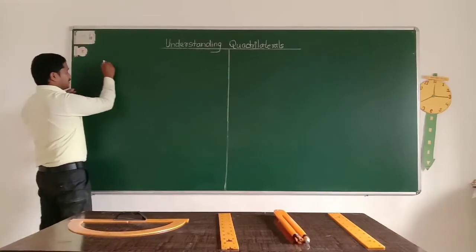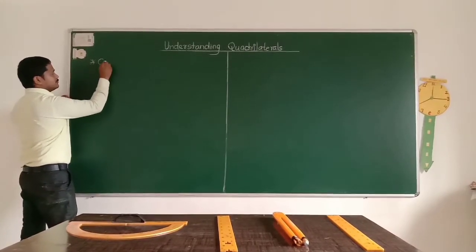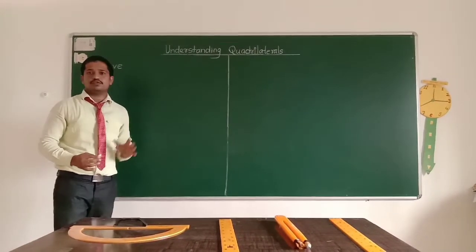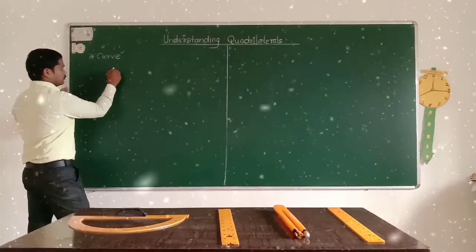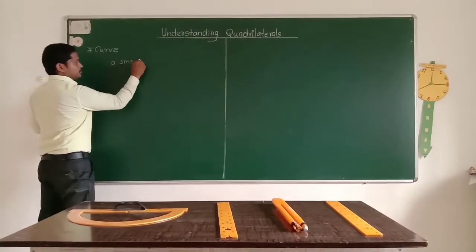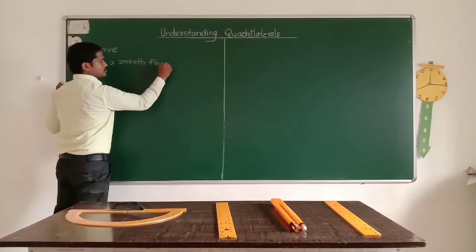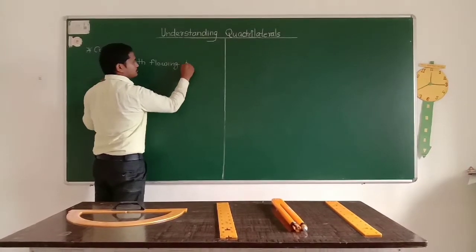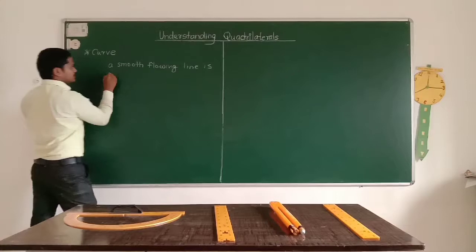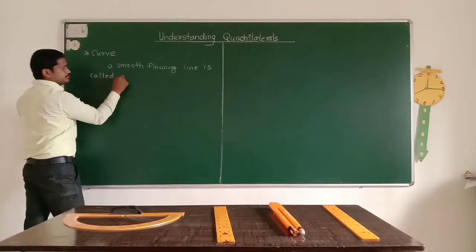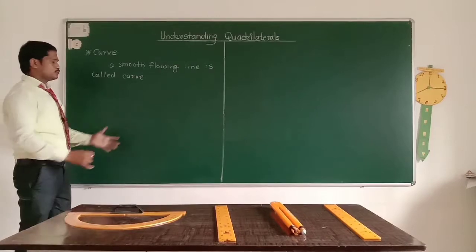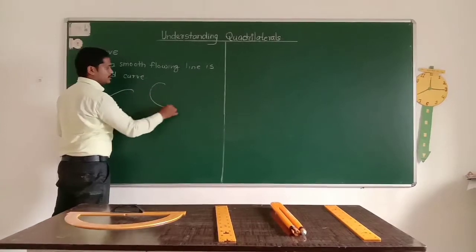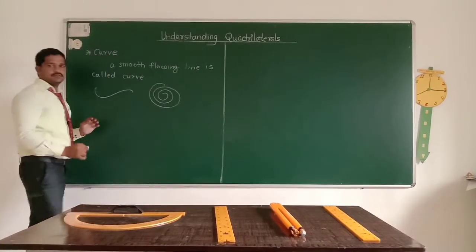In order to understand quadrilateral, first of all we should know what is meant by curve. Okay, so a smooth flowing line is known as curve. So curve has further three types. Okay, so it may be like this. This is an example of curve, or even this is an example of curve.